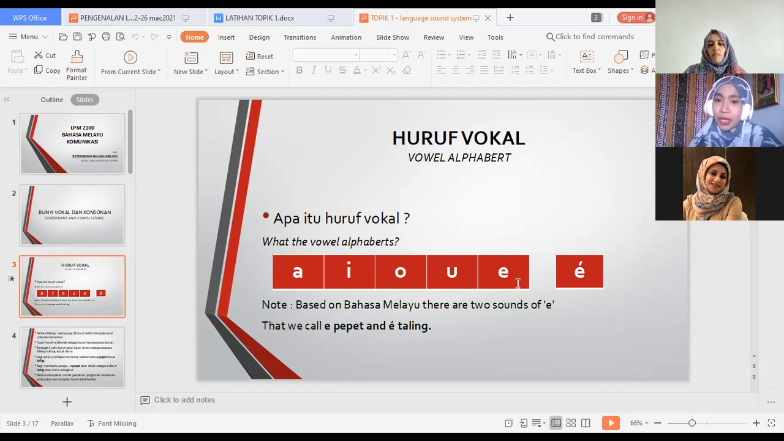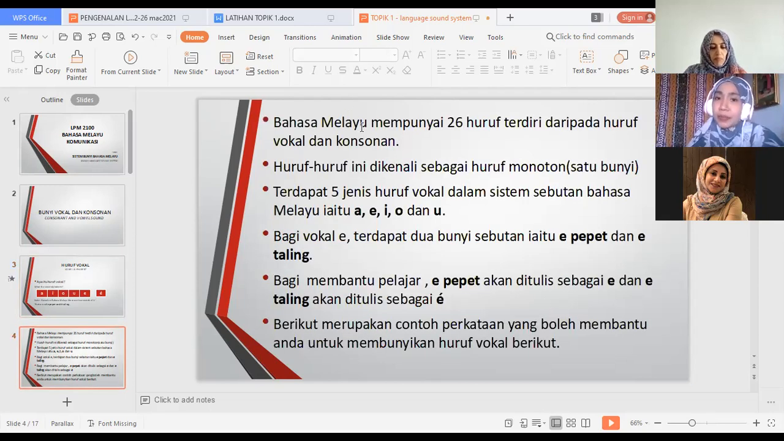Because in Bahasa Melayu, we have two types of E. We call one E-pepet, and one more E-taling. So in Bahasa Melayu, we have 6 vowels. Actually 5, but we have 2 E, so I would like to say we have 6 vowels in Bahasa Melayu.